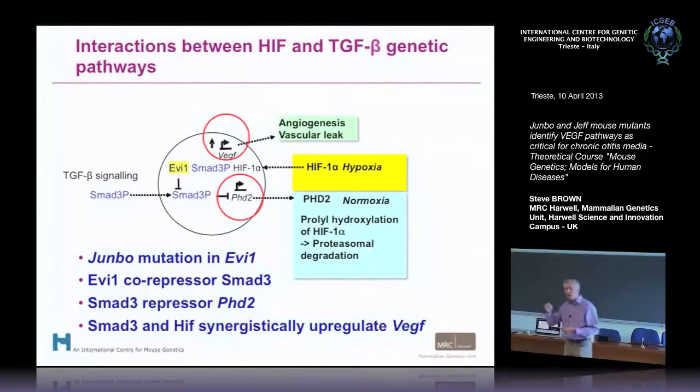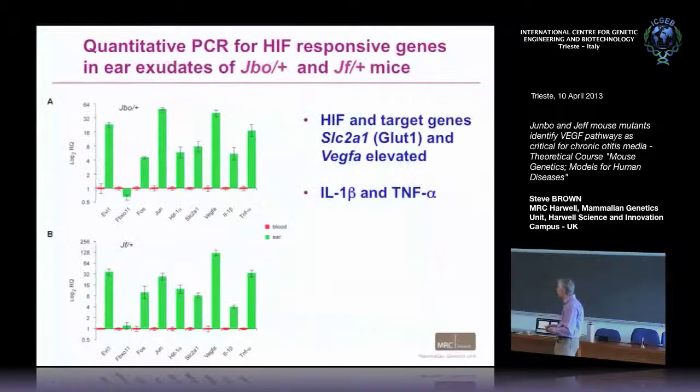So what we did now was to go to our mutant mice to ask, is that hypothesis correct? Is the signaling through TGF-beta and its interaction with the hypoxia pathways the cause of the inflammation, the increased blood supply to the middle ear, the vascular leak, the effusion into the middle ear, the chronic otitis media with effusion, and subsequent OM?